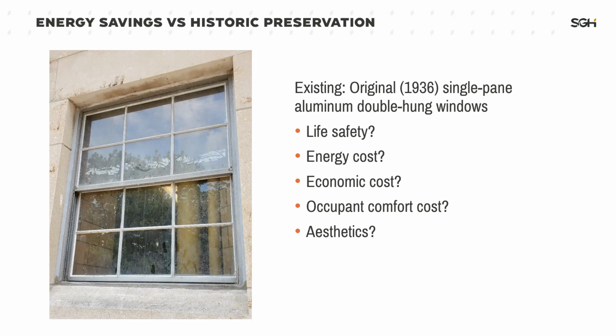But then there's also the aesthetic side of things. There's a strong historic preservation community around this university that was pushing to leave the existing windows in place. Because it is true that no windows that are manufactured today will look exactly like these non-thermally broken windows from 1936. So they were pushing to just leave these windows in place.